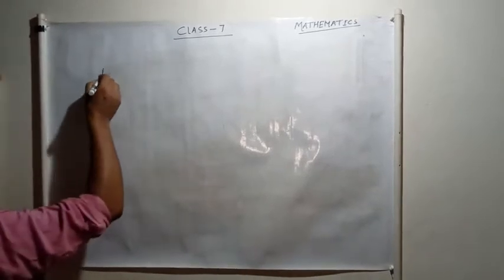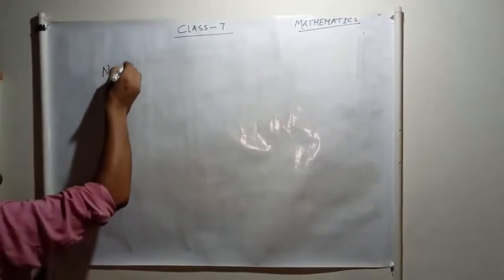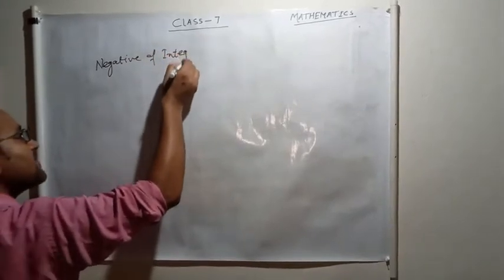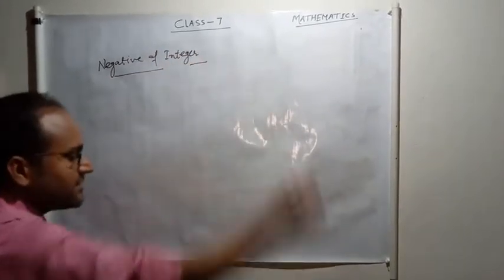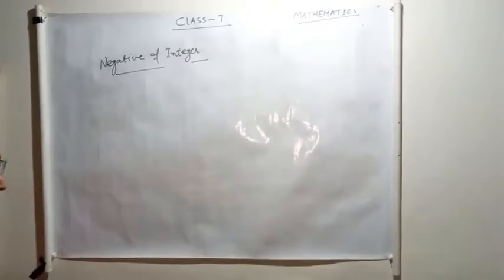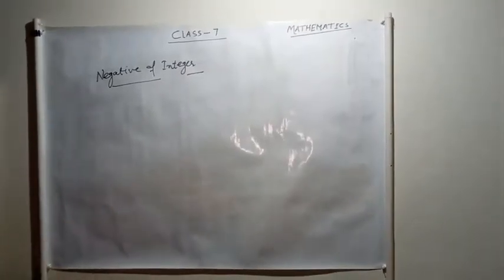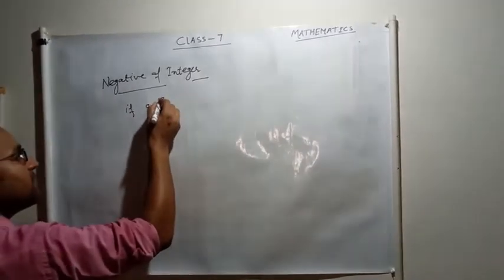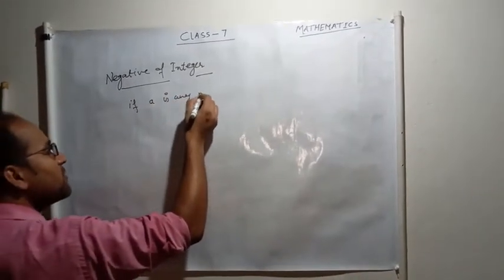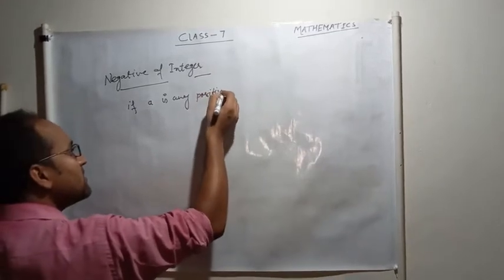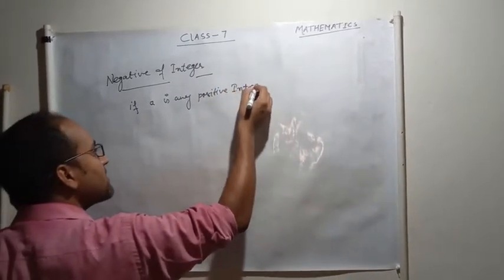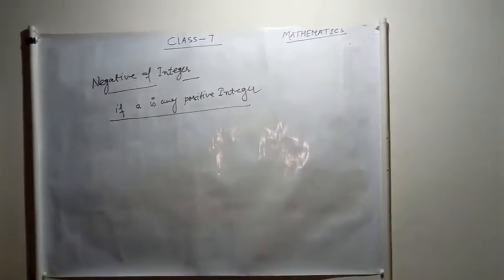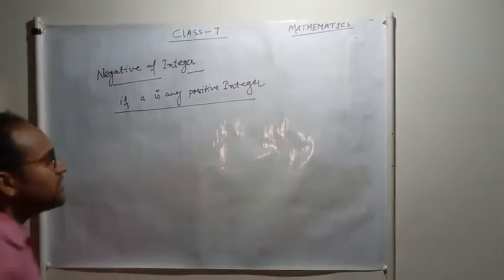Negatives of integers. It is very easy, students. Suppose I am taking a as any positive integer. Listen, students, a is any positive integer.